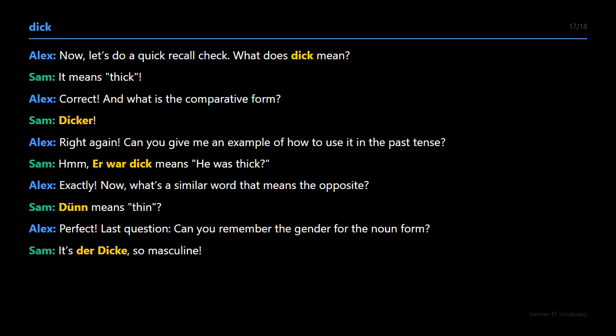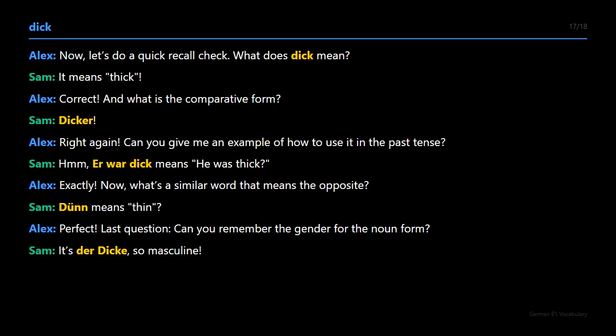Now, let's do a quick recall check. What does "dick" mean? It means thick. Correct. And what is the comparative form? Dicker. Right again. Can you give me an example of how to use it in the past tense? "Er war dick." Means he was thick?